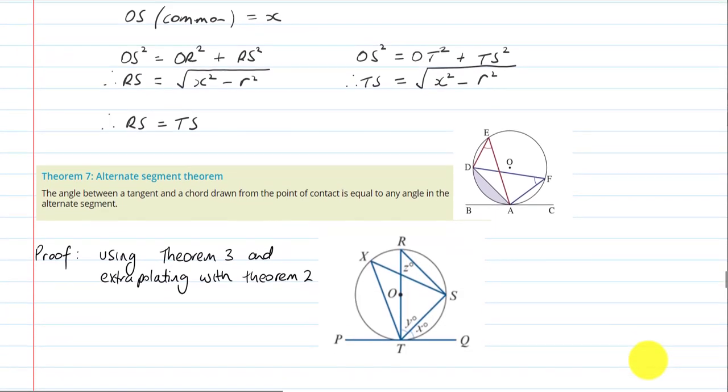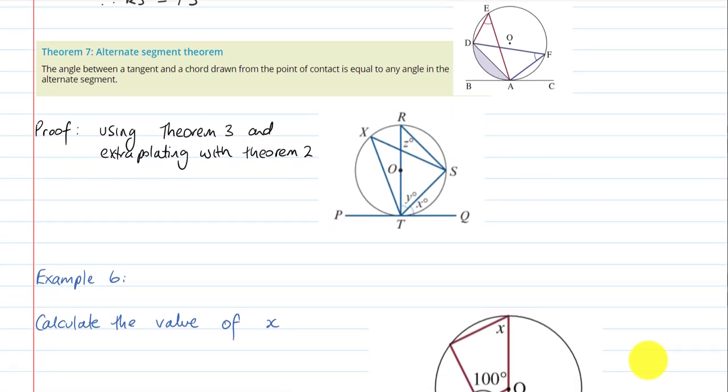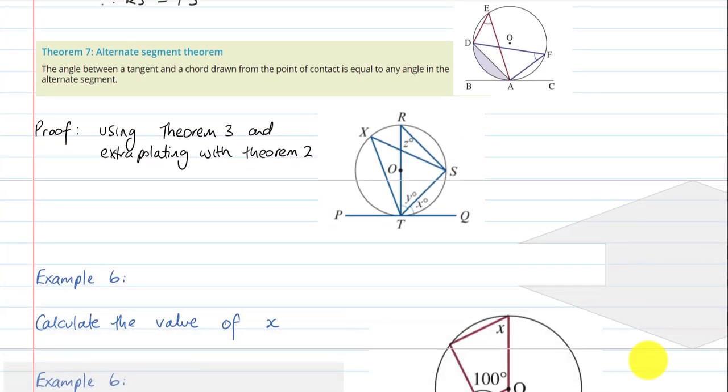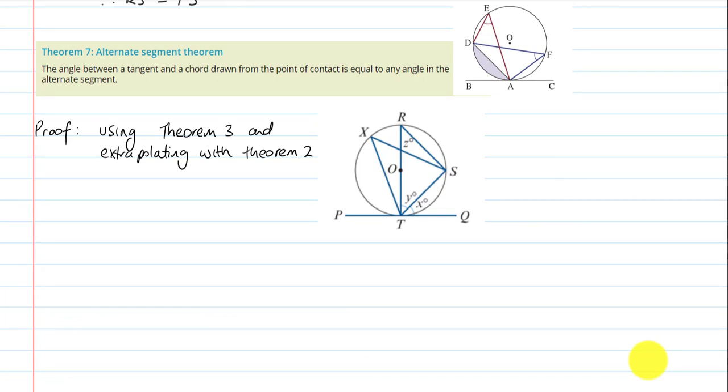And then we have theorem 7, the alternate segment theorem, and this one's slightly tougher. In the alternate segment theorem, we use theorem 3 and theorem 2 to prove it. Theorem 3 is the angle inside a semicircle, and theorem 2 is angles inside a segment are equal. The angle between a tangent and a chord drawn from the same point of contact is equal to any angle in the alternate segment.